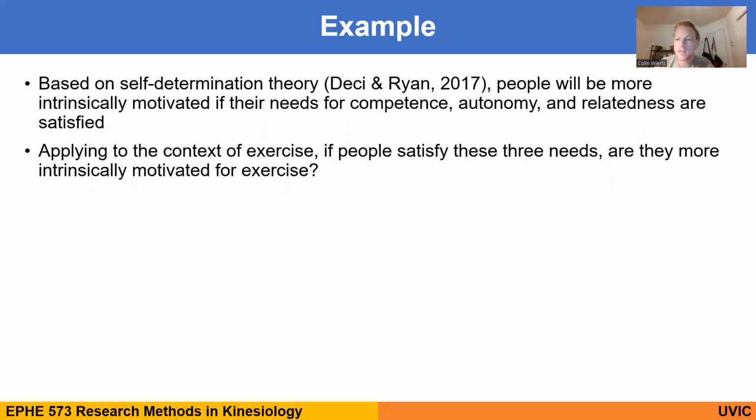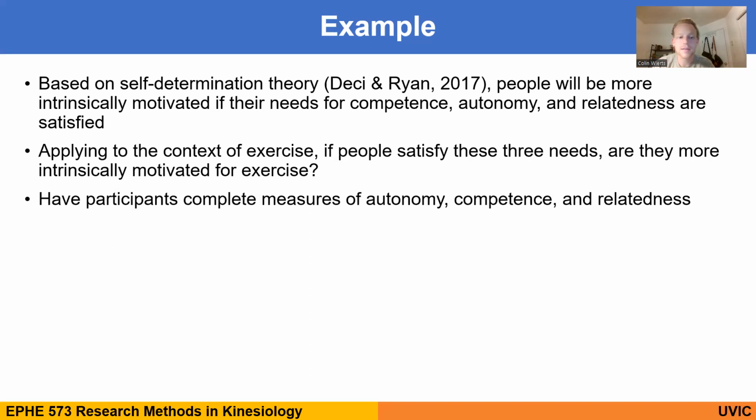And based on this theory, if people satisfy these needs, they'll be more intrinsically motivated and less extrinsically motivated, where they're just doing activities just because they feel like they have to, or because they're trying to get some reward out of it. So if we're applying this to the context of exercise, we might see if people who satisfy these three needs, are they more intrinsically motivated for exercise?